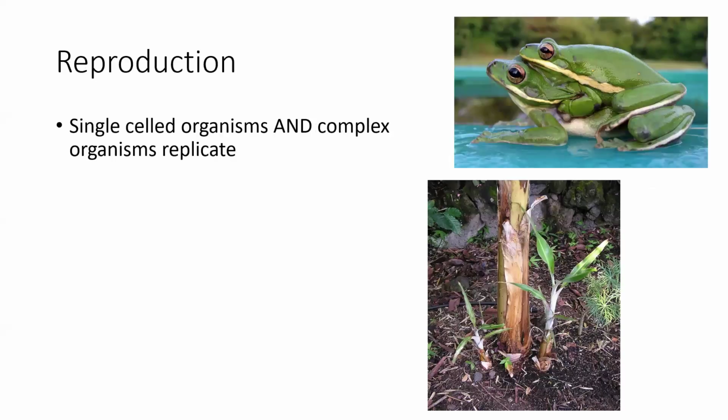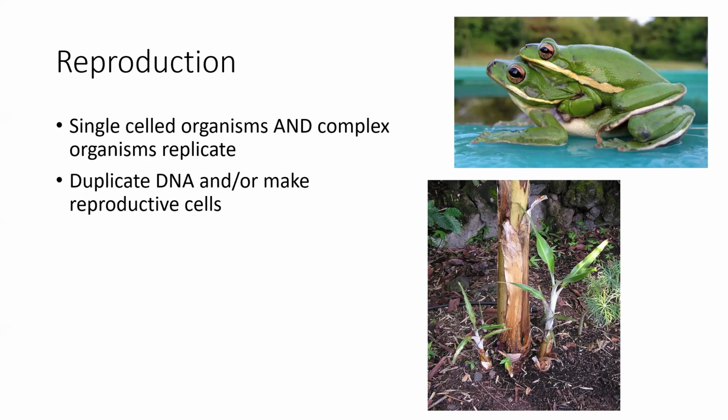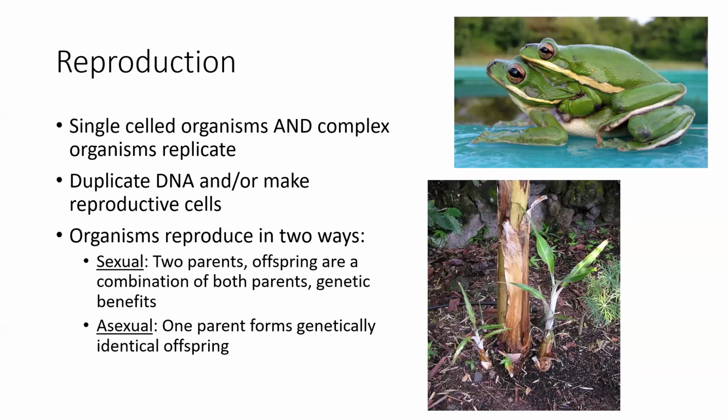Next up for characteristics of life is reproduction. Both single-celled organisms and complex organisms are going to be reproducing. The way that they do that varies pretty widely. They might just be duplicating their DNA, which is what we see with bacteria. They're just going to copy their single piece of DNA and then make offspring that are genetically identical to themselves. Other organisms like humans and most animals tend to make reproductive cells, and then we see sexual reproduction, which has various benefits.